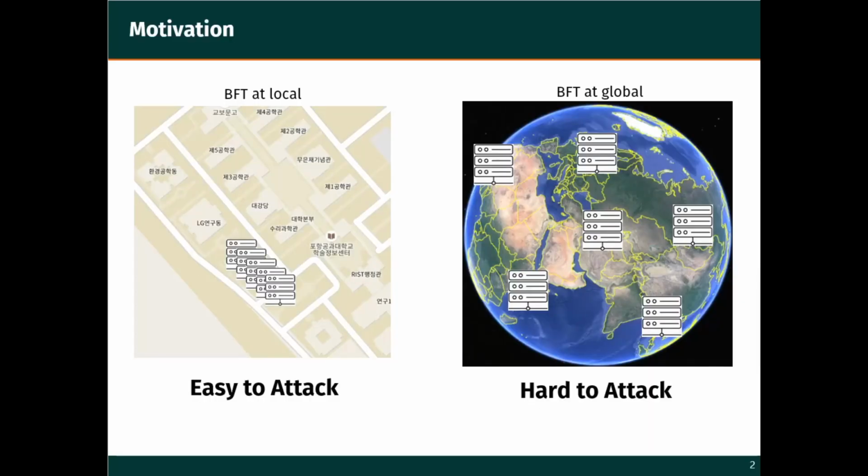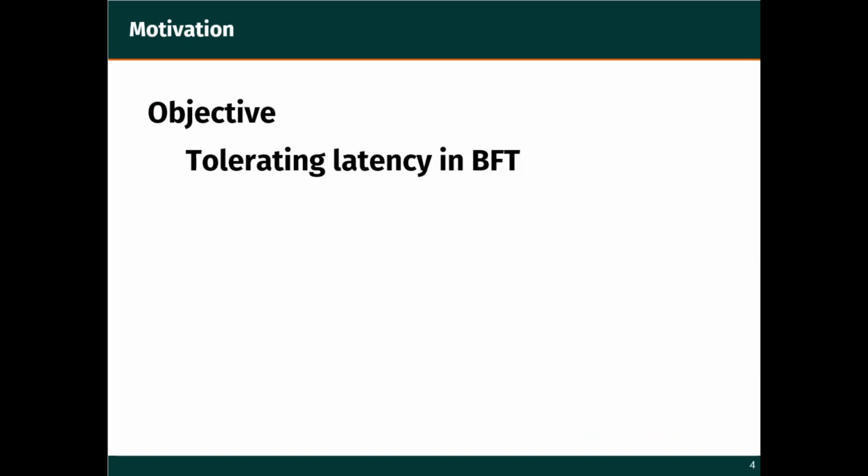Roughly speaking, there are two ways of PBFT deployment. The first one is to replicate the PBFT machines locally, which could be easier to attack, while the other one is to replicate PBFT machines globally distributed for maximum fault tolerance, which is also known as geo-replication. However, geo-replication causes much latency, so when the state machines try to reach consensus on the total ordering of requests, the protocol latency is expected to be very high. Therefore, this paper presents a method to tolerate the latency in a PBFT setting using client speculation.